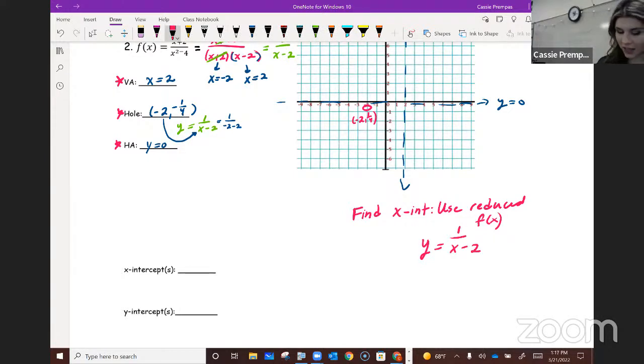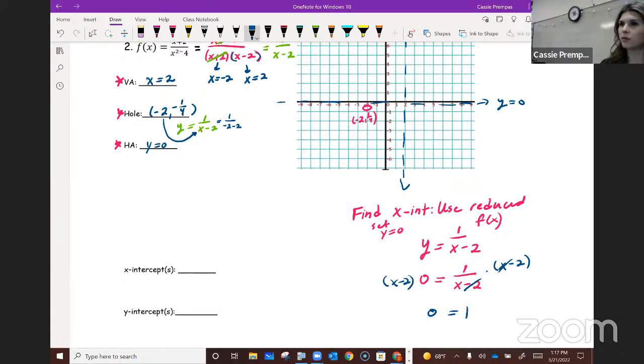So to find the x-intercept, you set y equal to 0. If I set y equal to 0, do I even really need to copy the denominator? No, because it's going to multiply out to both sides. And I'm going to get 0 is equal to 1. Is that possible? No, so that means there's no x-intercept.